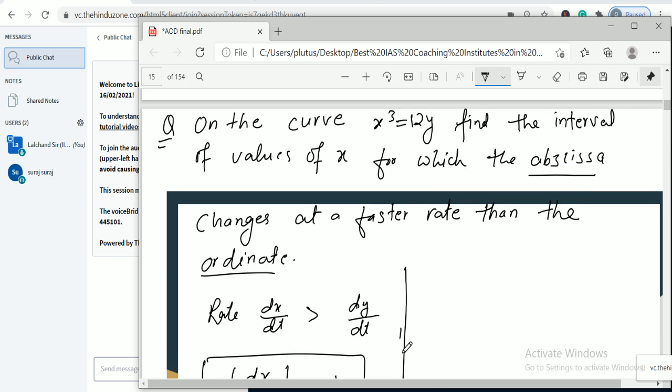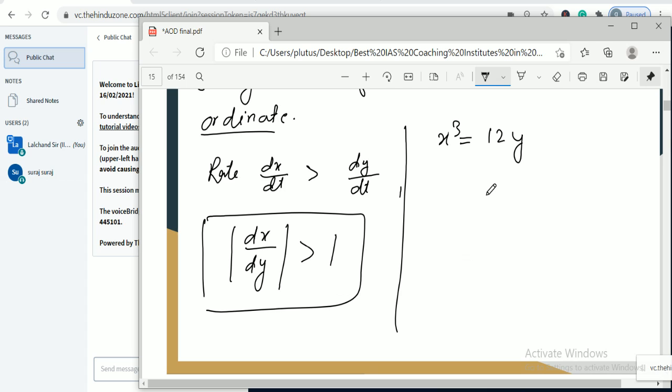Our curve is x cube equal to 12y. Can you find out dy by dx? What is the value of dy by dx for this curve? Can you simplify? Try. Find out the value of dy by dx. This is 3x square equal to 12 dy by dx. This gets cancelled at 4. Then dy by dx equal to x square by 4.